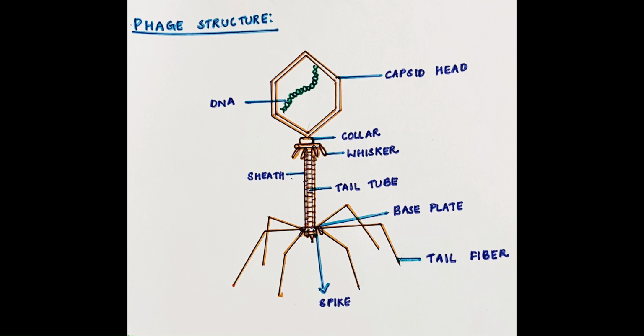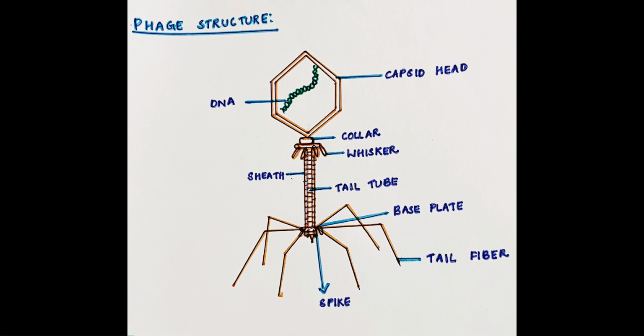The head region is surrounded by a protein coat called capsid, which is made of small subunits called capsomeres that protect the nucleic acid. These capsomeres are arranged in helical or polyhedral geometric forms. The capsid of a virus with the enclosed nucleic acid forms the nucleocapsid.